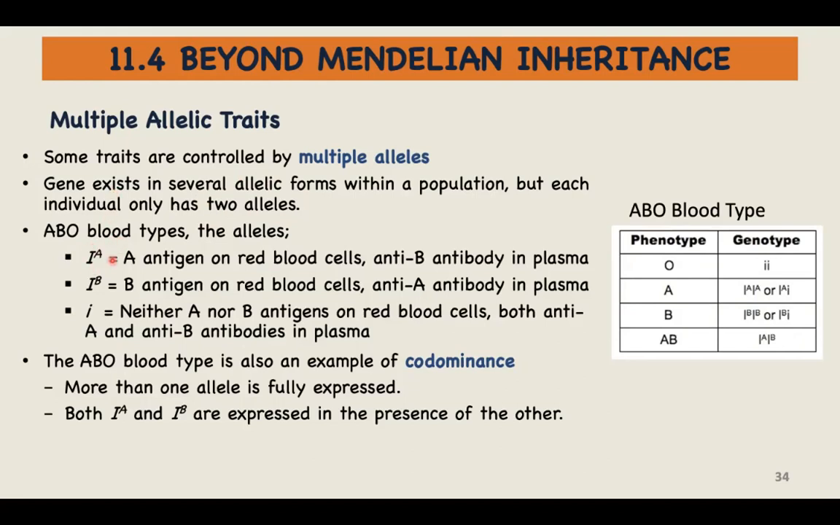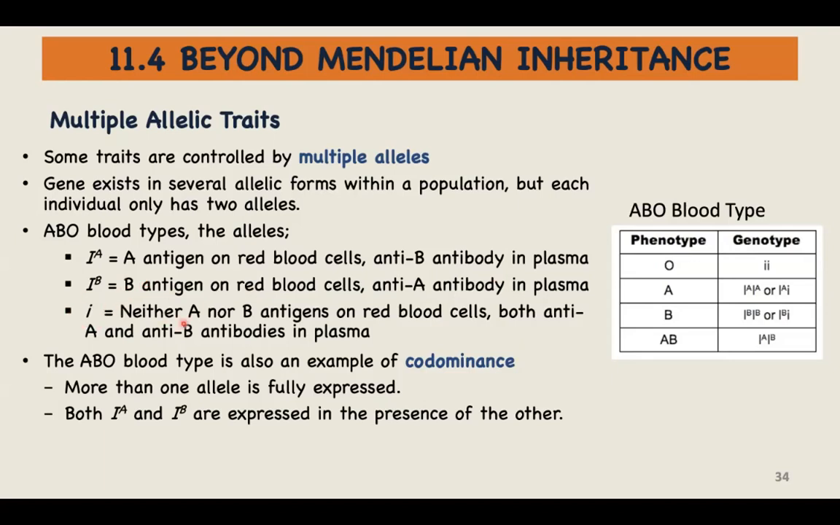We have A, we have B, which we consider as I. So there are 3 alleles, and the phenotypes are 4. I^A has the A antigen on red blood cells, and it has anti-B antibody. I^B has the B antigen on red blood cells, and it has anti-A antibody. So its blood cannot fuse with A blood, with the A antigen. So B is only for B.